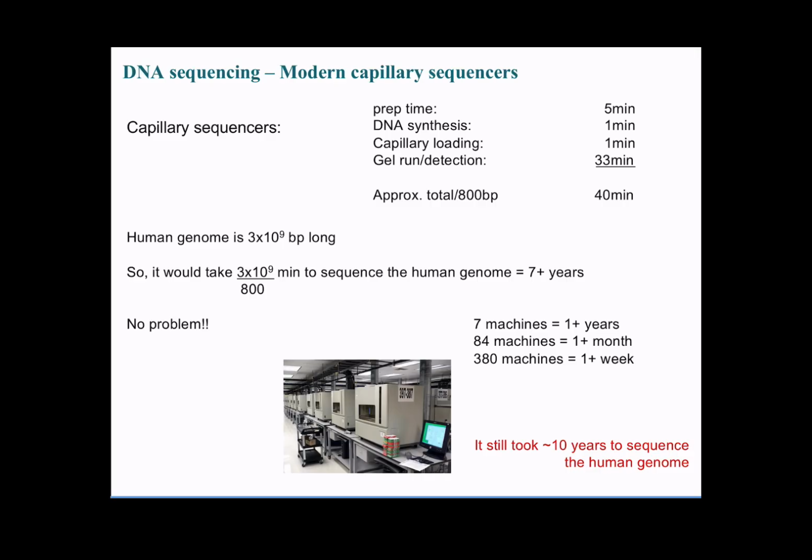And that's exactly what happened. In the early 90s, there were these companies that started competing, companies and universities competing for who could sequence the most of the human genome the fastest.